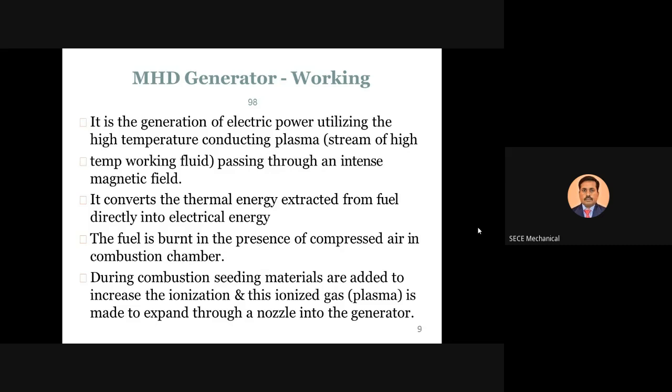If you increase the temperature to around 2500 to 2600, then only the gas changes into the plasma stage, that is, ionized gas. Normally, if you are just firing, we cannot get the ionized gas. If you add some additional material, that seed material, then only the ionized gas is produced. During combustion, seeding material is added to increase ionization. This ionized gas is made to expand through the nozzle in the generator.